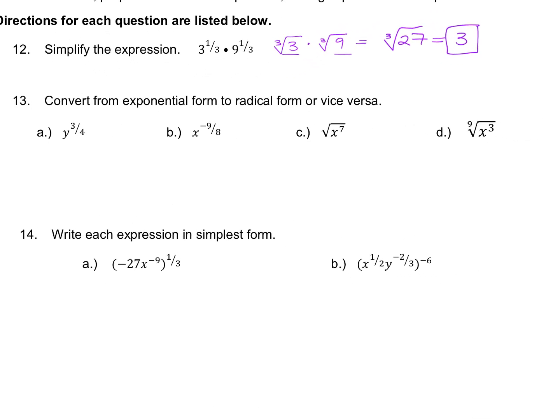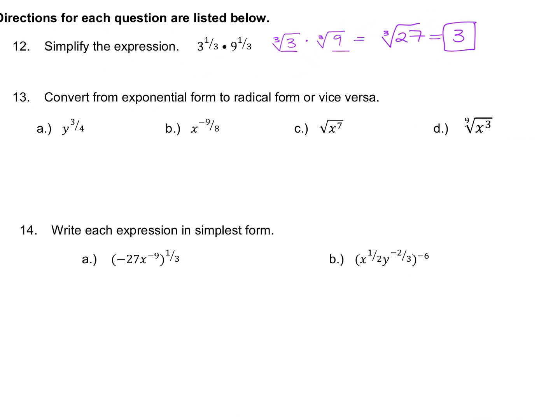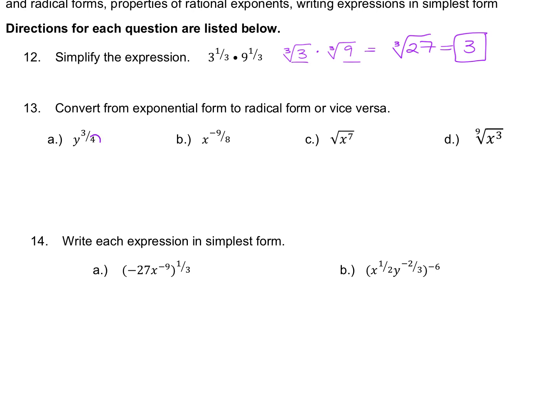13 says convert from exponential form to radical form or vice versa. So we're just switching the form that it's in. Remember the root is on bottom, so this is your root or your index. This is your power. So this is going to be a 4th root of y to the 3rd power. Now you may write that 3rd power inside here, or you may write it outside like that. Either one is fine.